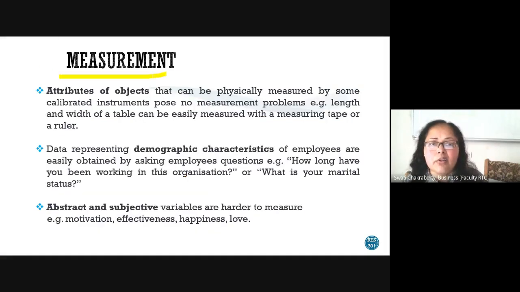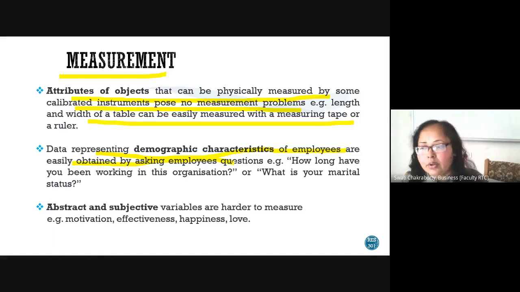So measurement, right? Some attributes of subjects or objects can be physically measured by instruments which pose no measurement problem. Say, what are you measuring? Length and width of a table. That can be easily measured with what? With a measuring tape or a ruler, where you do not have any problem of measuring. And the data representing demographic characteristics of employees are easily obtained. How? By asking employees questions. How long have you been working in this organization? What is your marital status?